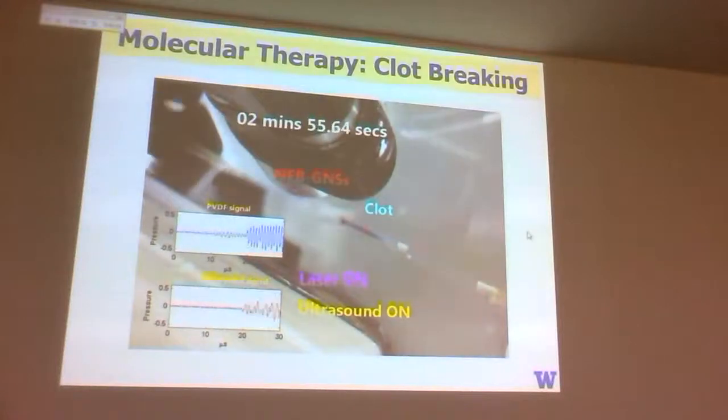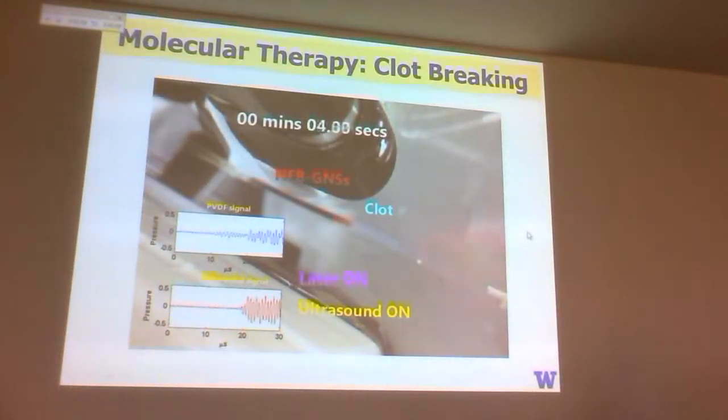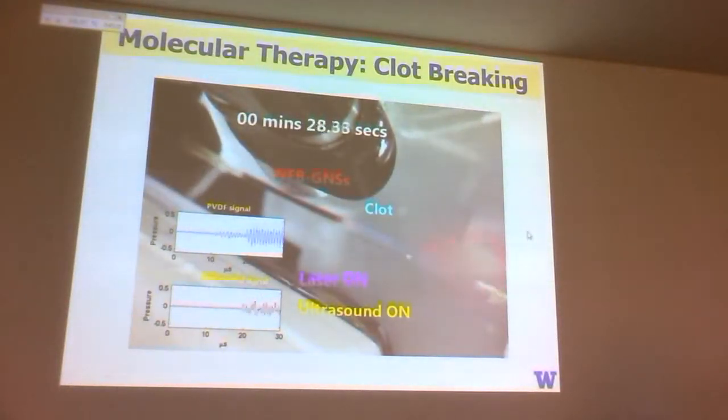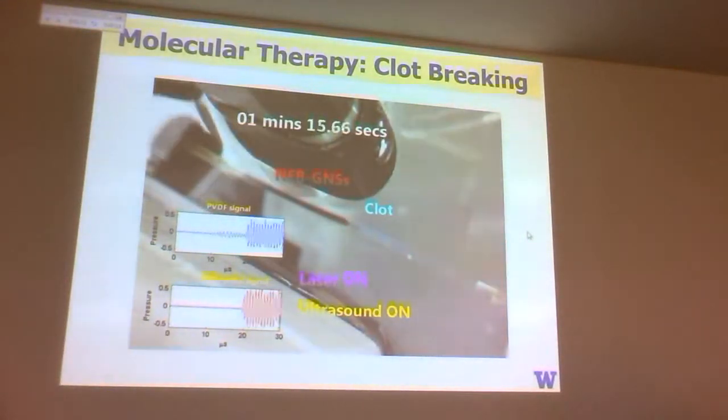All right? So again, these same particles which you can tag, you can image, you can know what they are, you can also ablate, and selectively ablate, just by changing the acoustic parameters.